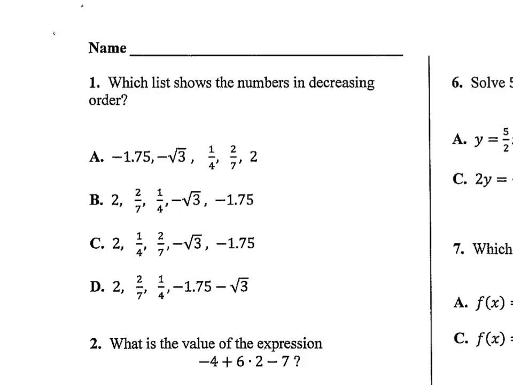So here we go. Number one, which list of numbers shows decreasing order? You get your list of A, B, C, and D here. For decreasing order, I would change all of these to decimals. So I'd change that guy to a decimal, this guy to a decimal, the fractions. Put everybody as a decimal, and then list them biggest to smallest, and then go back and figure out which one that applies to.